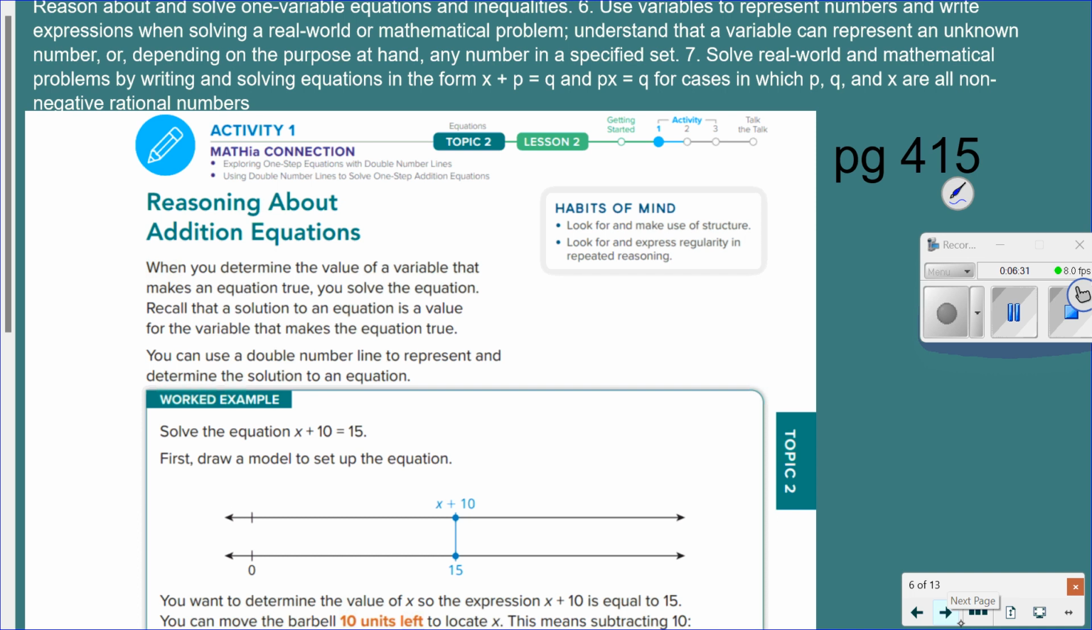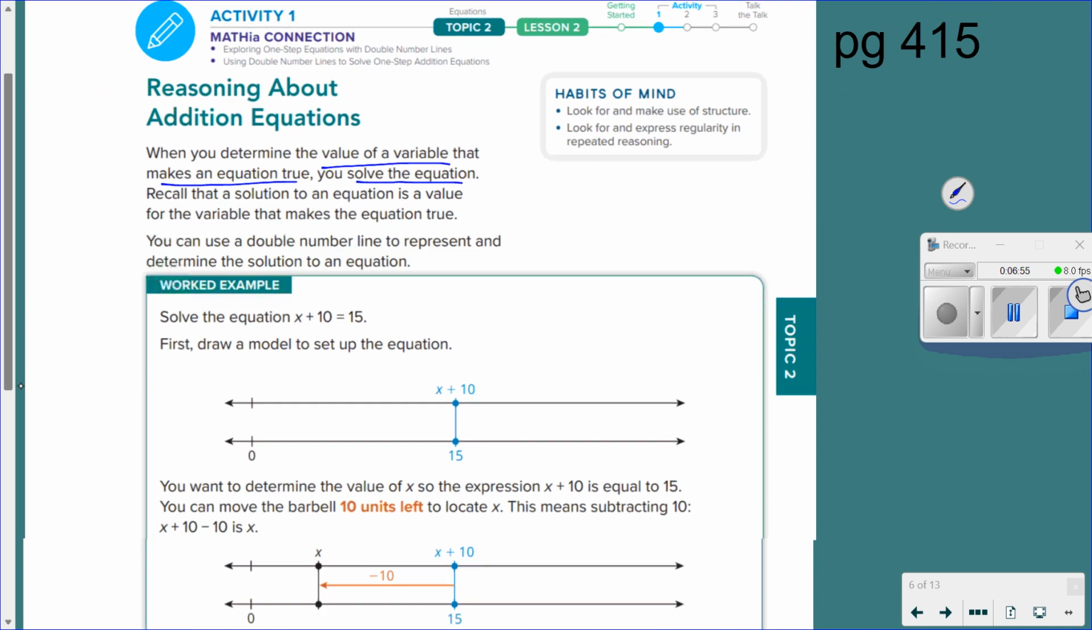Hey guys, on this page, what we're going to do is talk about how we're going to start solving these equations. So when you determine the value of a variable that makes an equation true, you solve the equation. That's what we talked about as a solution. That was one of our math terms from last time. Okay?